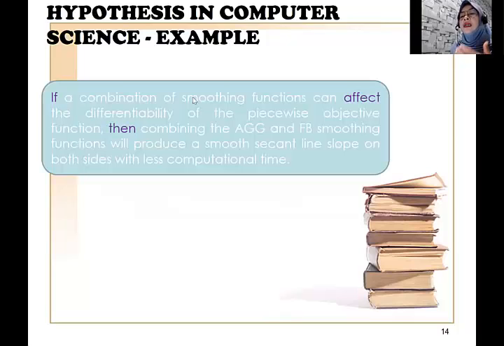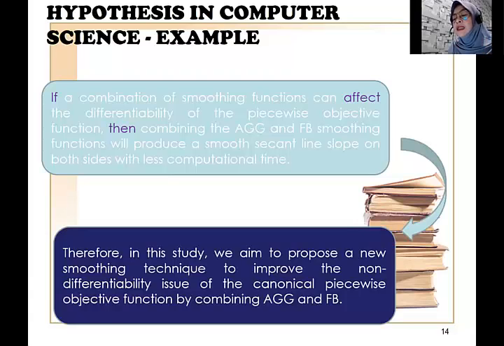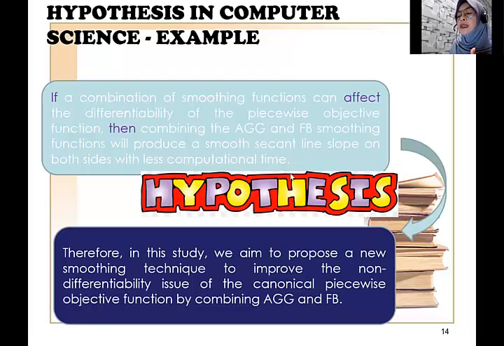In this example, if a combination of smoothing function can affect the differentiability of the piecewise objective function, then combining the AGG and FP smoothing function will produce the smooth single line slope on both sides with less computational time. So therefore, in this study, we aim to propose a new smoothing technique to improve the non-differentiability issue of the canonical piecewise objective function by combining AGG and FP. So the first one is the hypothesis, then the second one is the research aim.